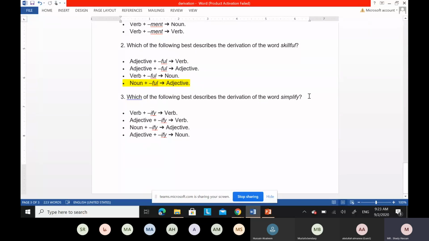Yes, hotshot. Which of the following best describes the derivation of the word simplify? Simplify. Verb plus ify that gives verb. Adjective plus ify that gives verb. Noun plus ify that gives an adjective. Verb plus ify that gives noun.